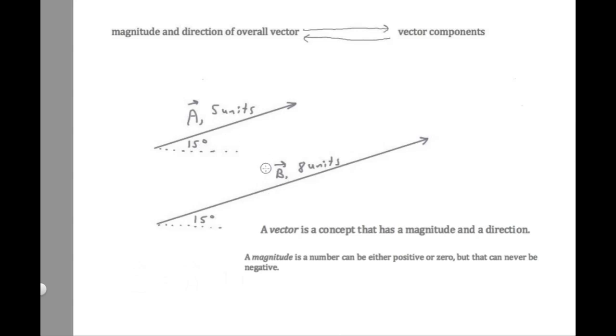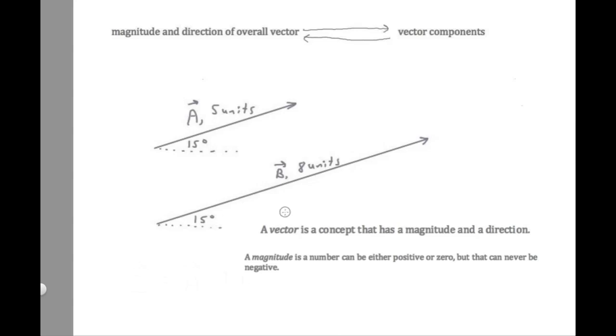Do they also have the same magnitude? Well, no. What's the magnitude of vector B? The magnitude of vector B is 8 units. And notice that's, again, a positive number. And this arrow represents vector B. The direction of this arrow represents the direction of vector B, again, 15 degrees above the horizontal.